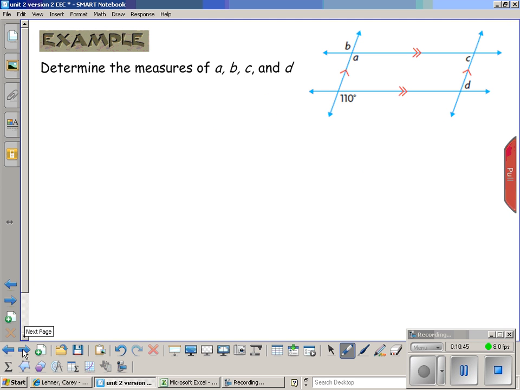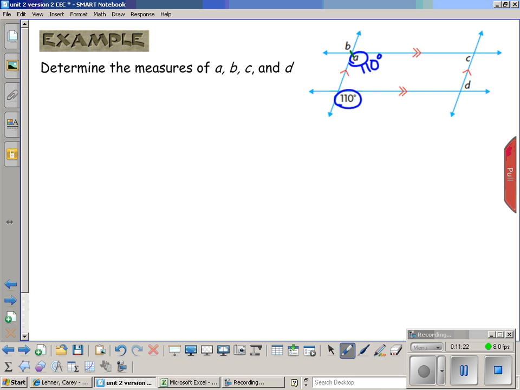Now what we want to do is determine the measures of angles A, B, C, and D. So we're going to use all of the properties we have learned, and we're going to find these measures without actually using a protractor and measuring. So if we want to start with A, look at what kind of angles those are. They are corresponding angles. They are both below their relative parallel lines and to the right of the transversal. So angle A is going to equal 110 degrees.